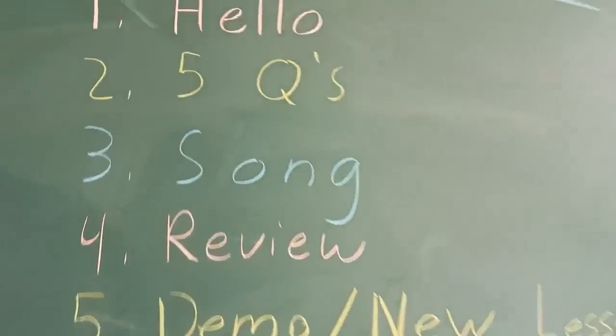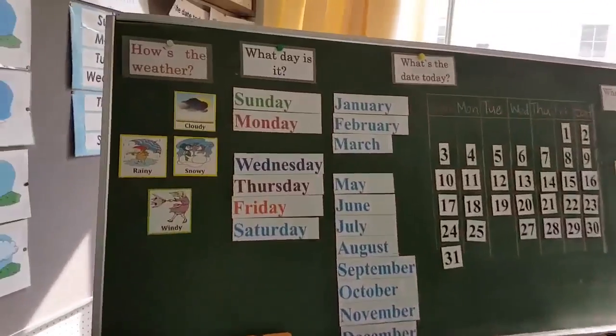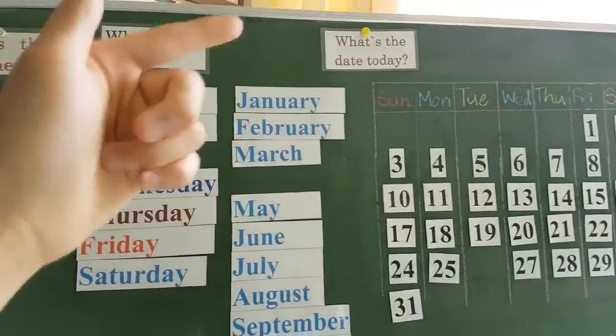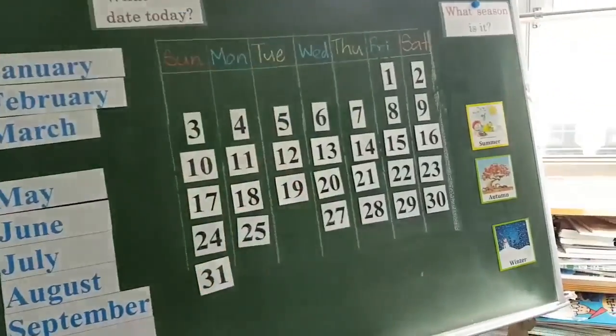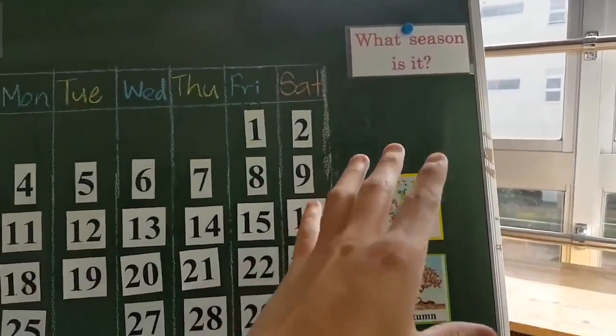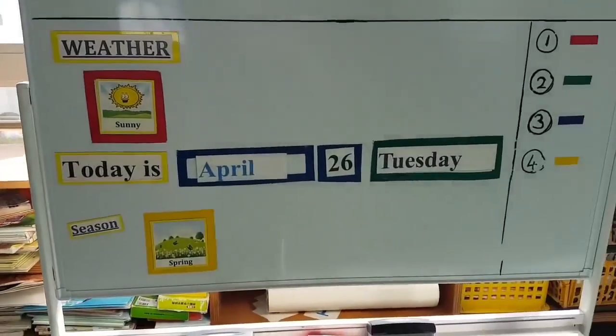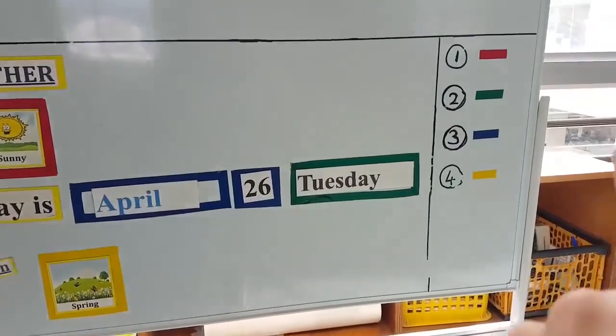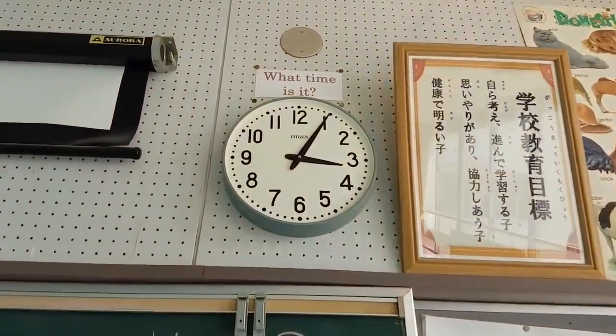So, after you say hello, you have 5 questions. And here are the 5 questions, real quick. You have, how's the weather? What day is it? What's the date today, with the month and the day? What season is it? And you put these answers on the board over here. They're magnets. They bring them over and put them in the correct spots. It's even color-coded. That's really cool. Then last question you have, what time is it?